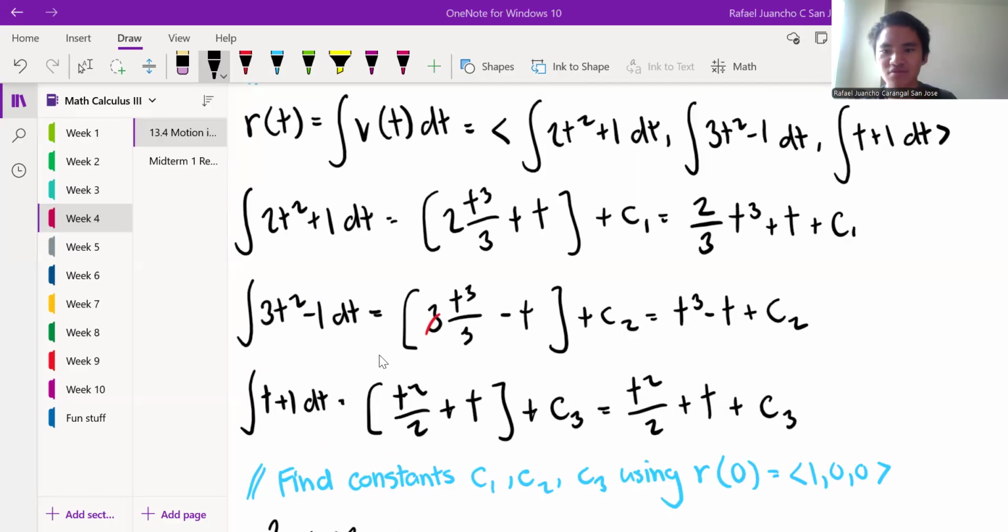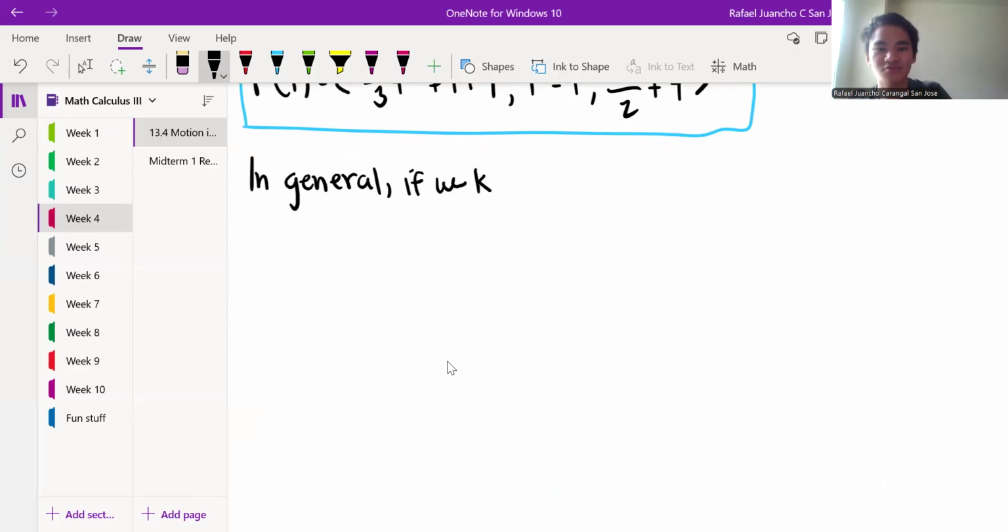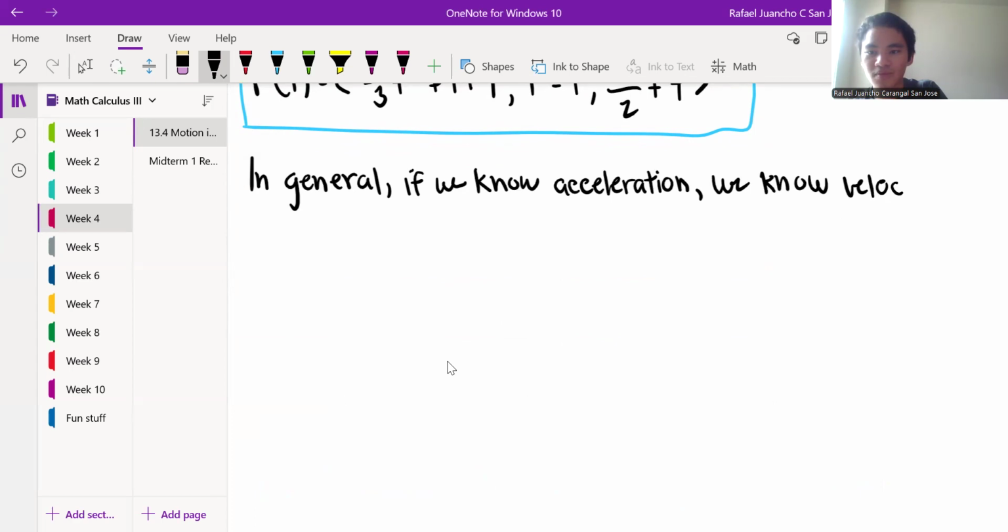Okay, so I'm just going to write that important fact down. So in general, if we know acceleration, we know velocity and position. And this is not only for vectors. This is also for real valued functions, like our f of x stuff, right?